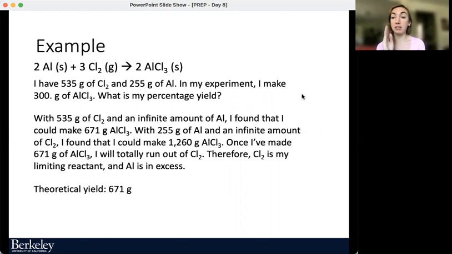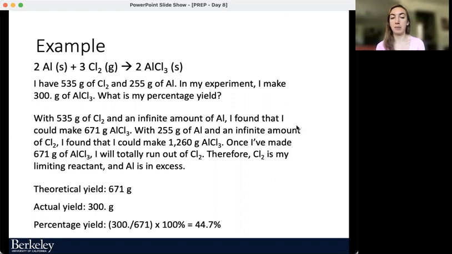So my theoretical yield is how much product I can make if everything goes great. If I use up all of my limiting reactant, the most product I can possibly make is 671 grams of aluminum chloride. So that's my theoretical yield. I told you that in my lab, I made 300 grams of aluminum chloride. So my actual yield is 300 grams of AlCl3. And so my percentage yield is just 300 divided by 671 times 100. So my percentage yield is 44.7%.